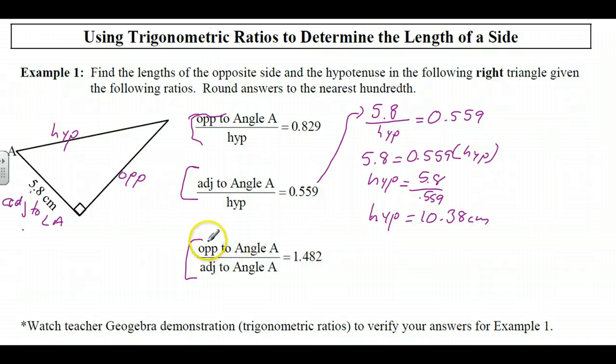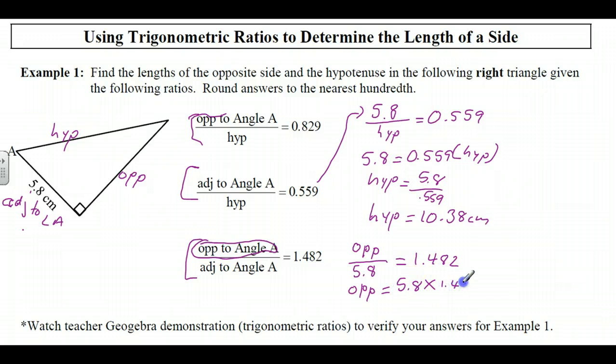Next, we will solve for opposite. Let's fill in the information that we know. We've got opposite, which is unknown, over 5.8, which is adjacent, equals 1.482. This is a little bit easier because all we have to do is multiply both sides by 5.8. So opposite is 5.8 times 1.482, and I'm not going to haul the calculator out again, this is 8.60, and we have units, which is centimeters.